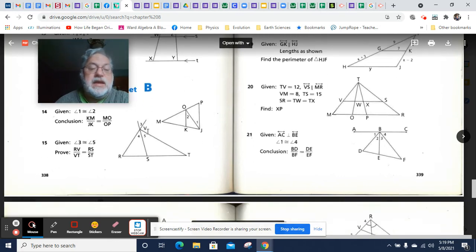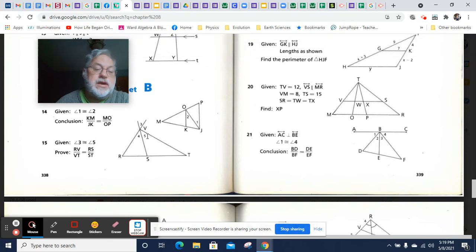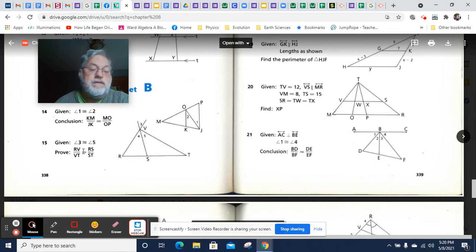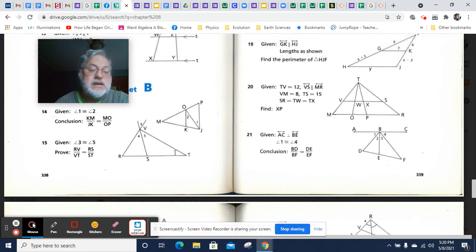Now, number 15, we're given angle 3 is congruent to angle 5, but you may notice that angle 3 is a vertical angle to angle 4, which means that if angle 3 is congruent to angle 5, it has to be congruent to angle 4 by the transitive property. And that means that VS is an angle bisector. So angle bisector theorem for the win, and that's Theorem 59 up above. So that will help us know that RV is to VT as RS is to ST. And you'll be able to prove that pretty handily.